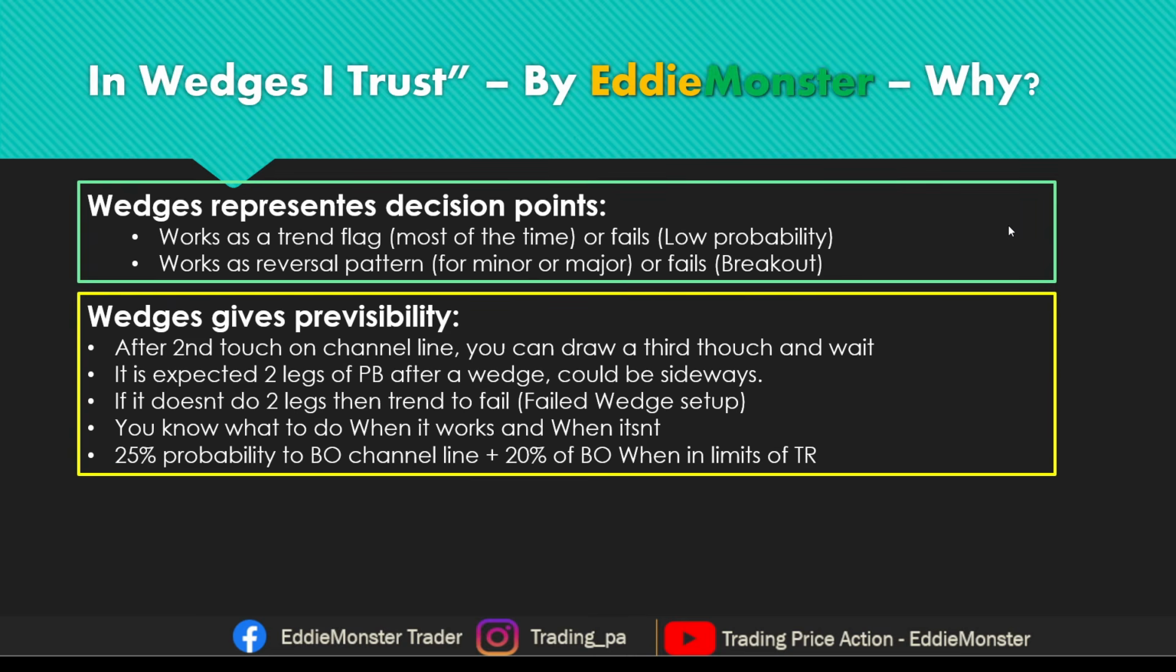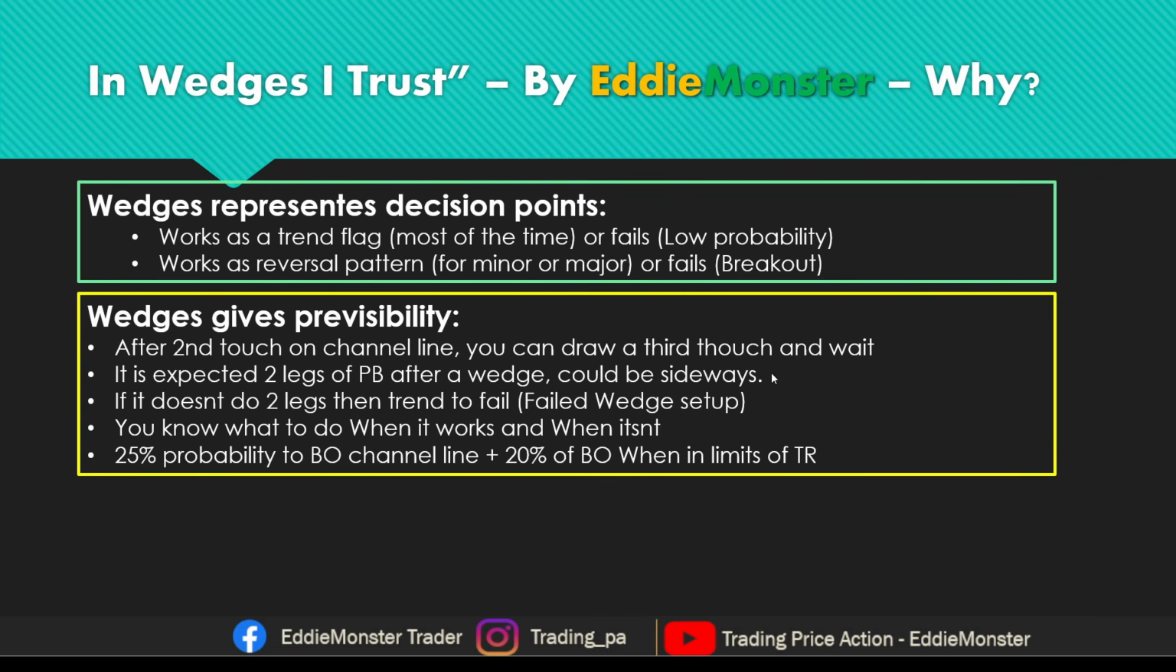It gives us predictability. That's one of the most important abilities that we can get from wedges. After the second touch in the channel line, you can draw a third touch and wait. So you can draw the channel line and then wait. You know what is going to happen when touched for the third time. It is expected 2 legs of pullback after a wedge. So 3 pushes up or down, and then you expect 2 legs as a reversal.